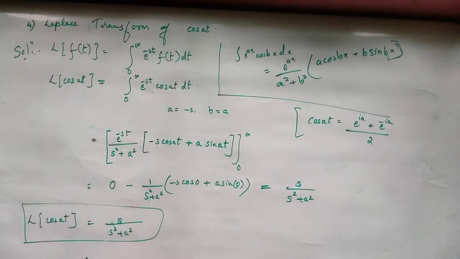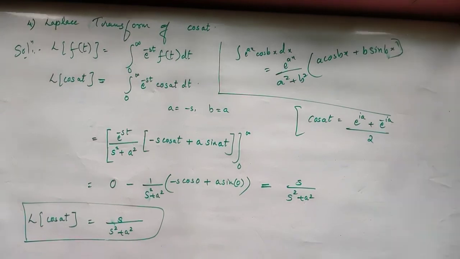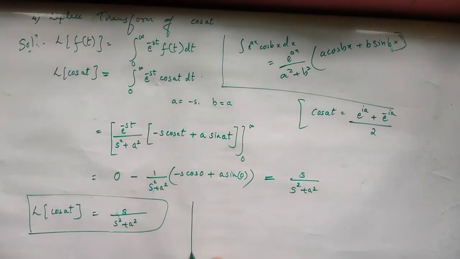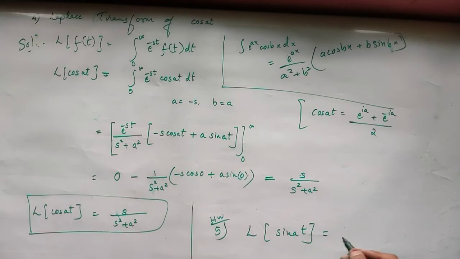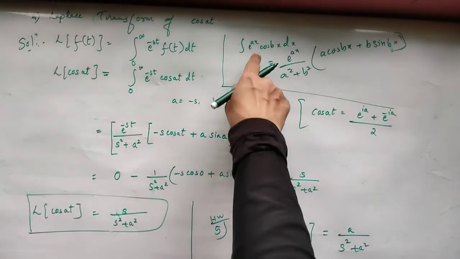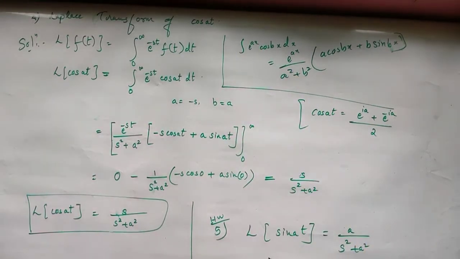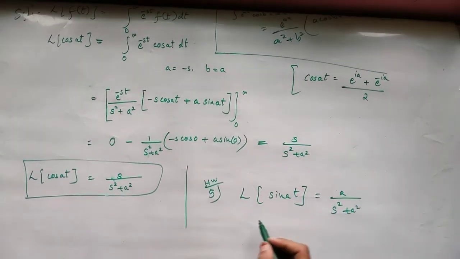Similarly, I'll give one more as homework. Fifth one, homework for you: obtain the Laplace transform of sin at. It should be equal to a divided by s square plus a square. You should end up like this. There also you are going to use a formula. I'll give the formula; do it yourself.